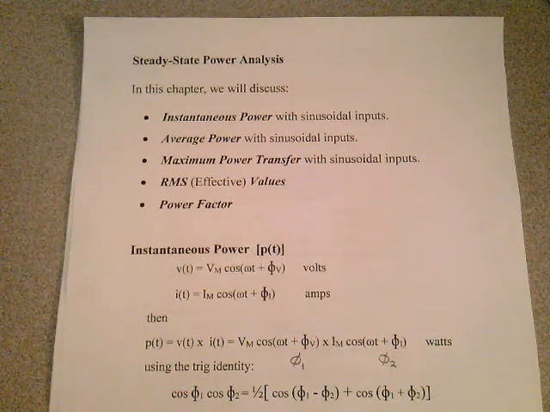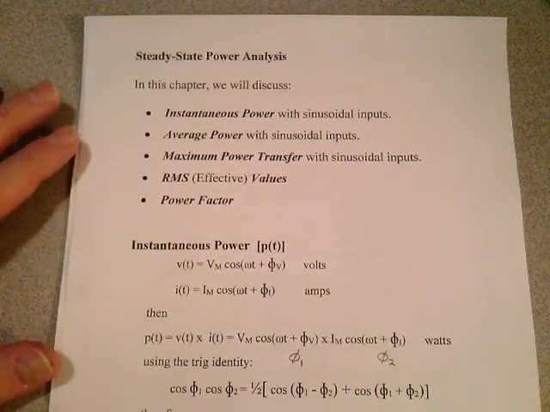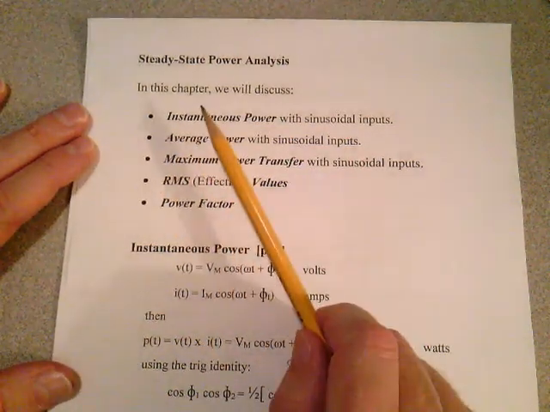Hello, this lecture will cover pages 249 through 254 of my lecture notes, so please print those pages out and have them in front of you as I present this lecture on Chapter 9b, Instantaneous Power and Average Power. We're going to start getting into the detail now of steady state power analysis on page 249, and in this chapter we're going to discuss 5 topics.